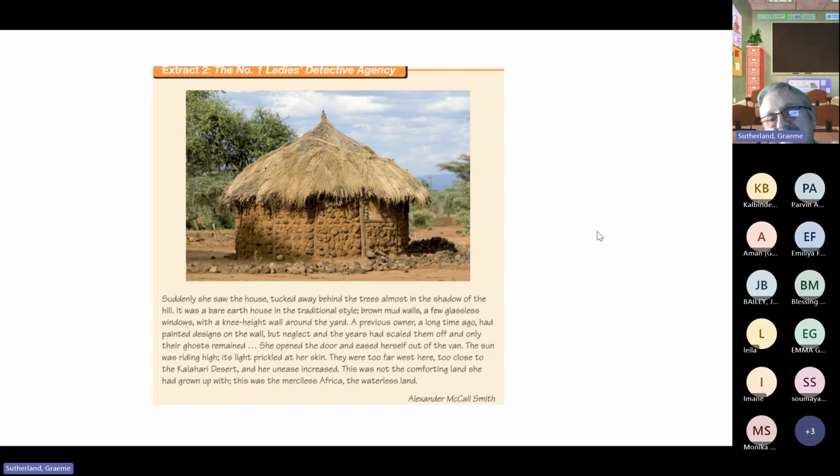This creates an impression in the reader's mind, almost without them noticing. You know, it just slips into the mind of the reader that there's something a bit uncomfortable, dangerous, strange about this particular area.